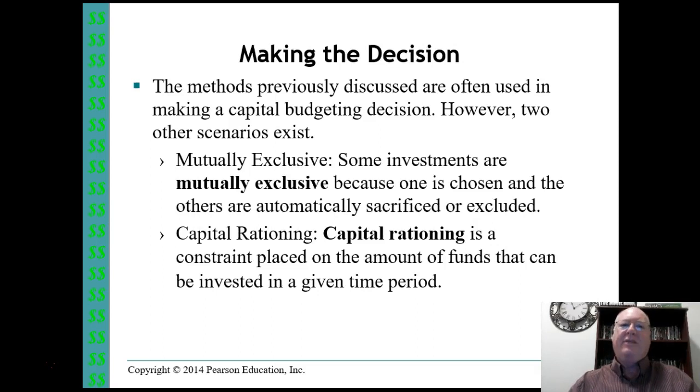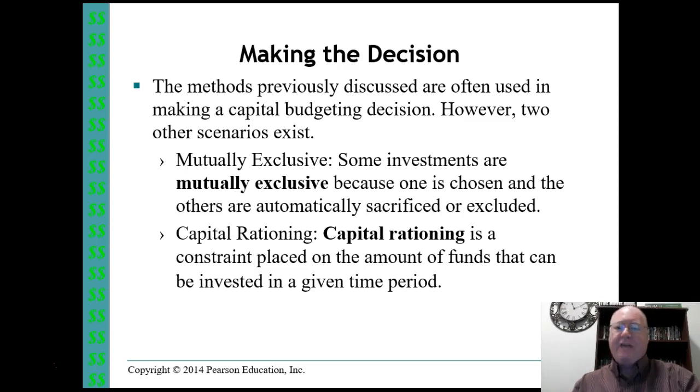So as you're going through this, step number 3 in the process itself is making the decision. The methods previously discussed are often used in making a capital budgeting decision. However, there are also 2 other scenarios that I want to just briefly mention. One is called a mutually exclusive scenario. Some investments are mutually exclusive because once you choose one, the others are automatically either sacrificed or excluded.